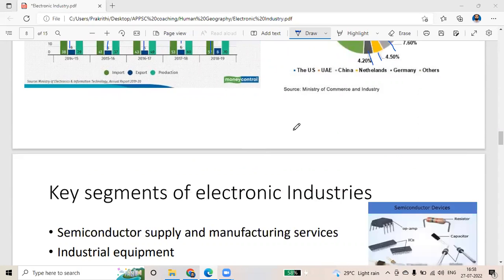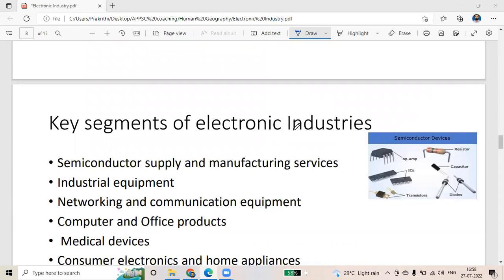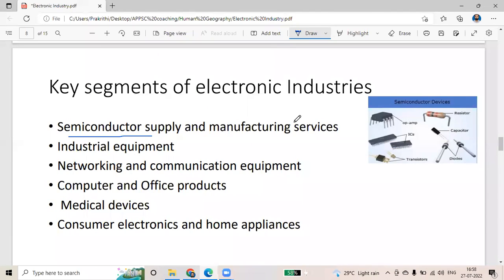Now we can look at what are the major electronic segments that are being manufactured, or that we are mostly dealing with. We can't say it is purely manufacturing. Sometimes we are exporting or importing as well. So what are the key segments? It includes semiconductors supply and manufacturing services. These are semiconductors. If you take a computer or TV, you can see multiple chipsets inside, so there are semiconductor devices. That is one of the key segments which is being used in India.